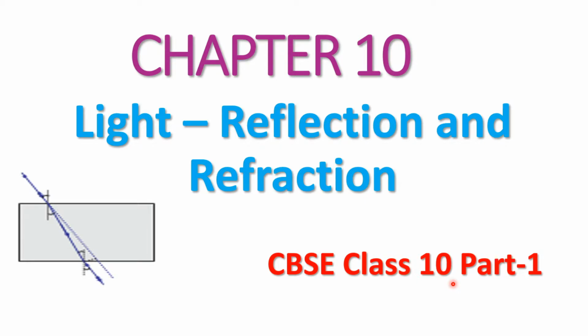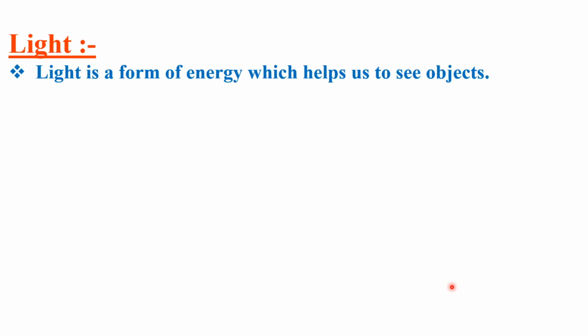We see a variety of objects in the world around us, but can we see anything in the dark? No. So that is why we need light. So what is the definition of light? Light is a form of energy which helps us to see objects.